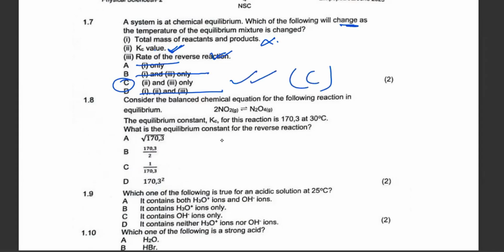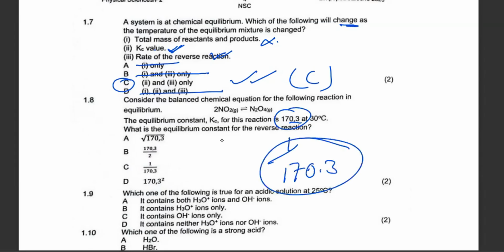1.7C. Consider the balanced chemical equation for the following reaction. The equilibrium constant Kc for this reaction is this. What is the equilibrium constant for the reverse reaction? So it means that it is the reciprocal of the Kc value. So I have to look for the reciprocal. If the forward is this, then the reverse is 1 out of 0.3. So I have to look for that. So the answer becomes C.